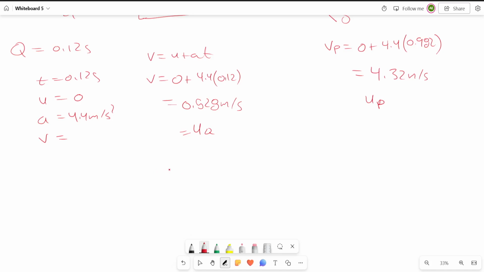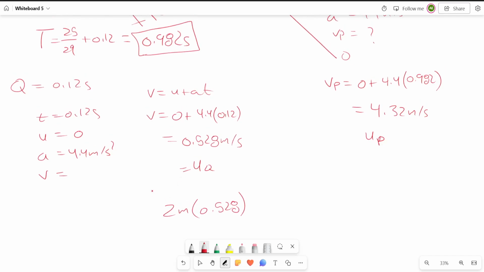Which is going to be M1 U1. So M for Q was 2M, and the speed just before the impact for Q was 0.528. However, that's if we are taking this direction as positive. They're both moving down the slope, so this direction is positive. Then adding to that M for P, which is just M, times the speed just before the impact, which we calculated as 4.32. This is going to equal the joined masses, which is M plus 2M, times the speed, which is V.